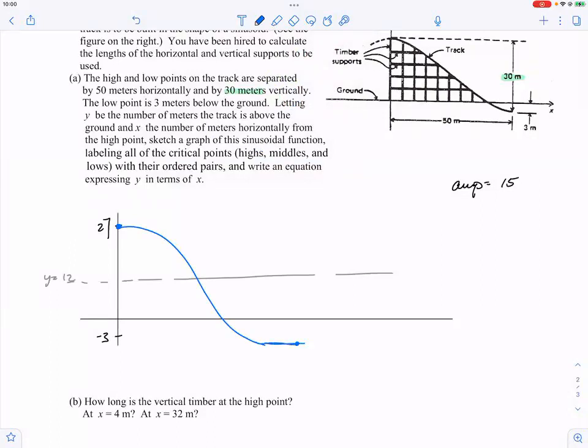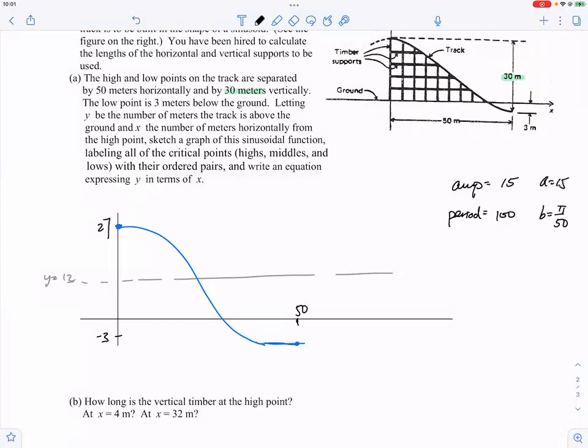Okay, so that's a graph. That's 50 right here. Then what do we do? We can find out the period. The period is, in this case, 100, because from the highest to the lowest, it takes 50. So to complete one cycle, it takes 100, and that gives us the B value of pi over 50.